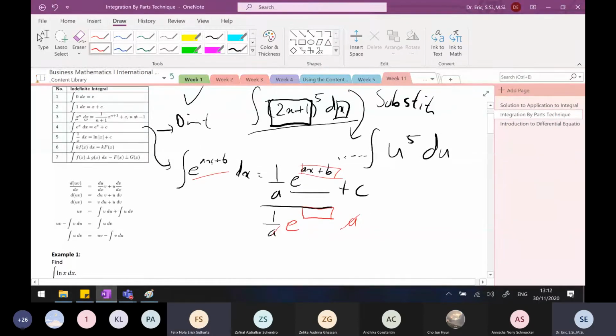Okay, good. So the integral is 1 over a. This is the formula.